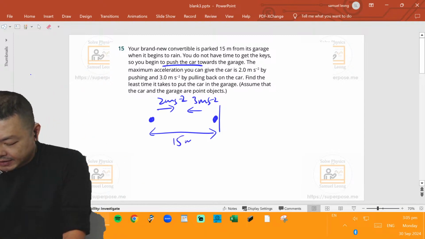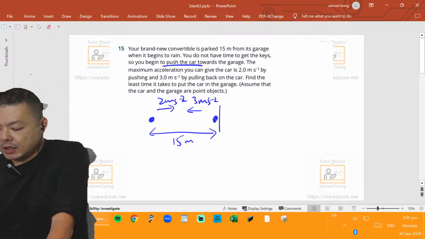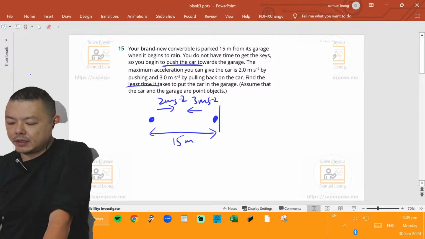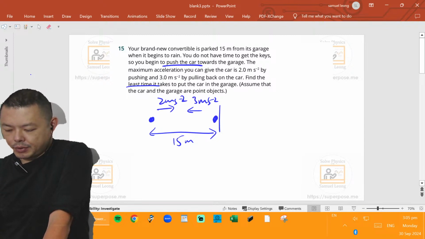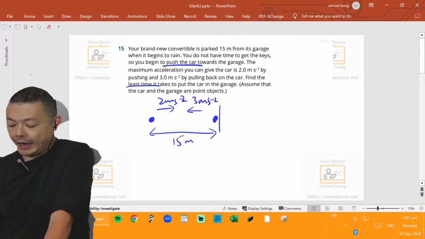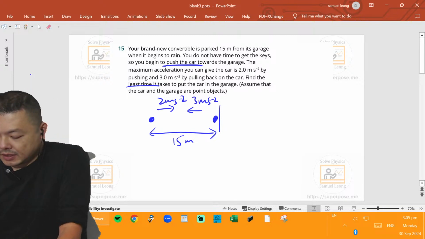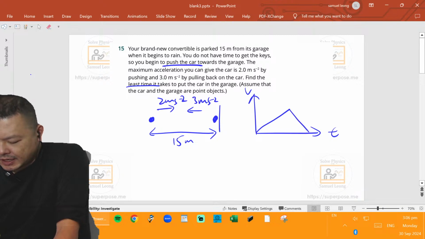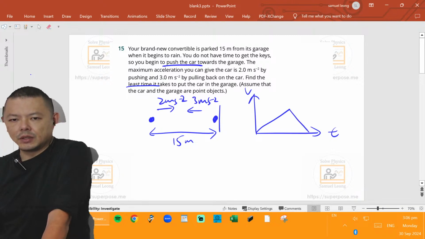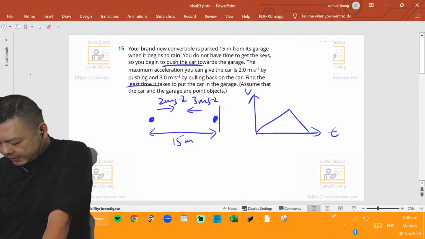Then the total distance is like 15 meters, and they ask you what's the least time, the shortest time, to put the car back in the garage. So with an acceleration of 2 and a deceleration of 3, what is the shortest amount of time? I honestly forgot how to do this, because in my mind I'm just thinking of a VT graph. You can go up and then down like this, and the area here should be 15 meters.